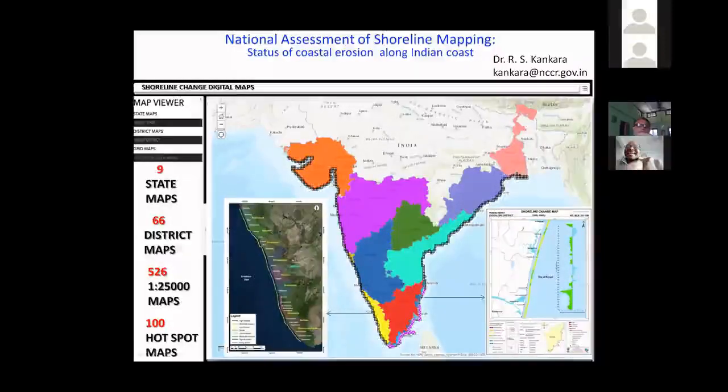So we have mapped almost 9 states, 66 districts, and all these maps are available with us, at 1:25,000 scale. Wherever there is a high eroding area, that also we have identified as a hotspot. And all these hotspots we have to carefully understand, and make periodic measurements of the wave activities, why actually this erosion is happening, and what is to be done in the future. So like that, management plans we are suggesting to the state governments and the different provinces of the entire mainland India. Next.